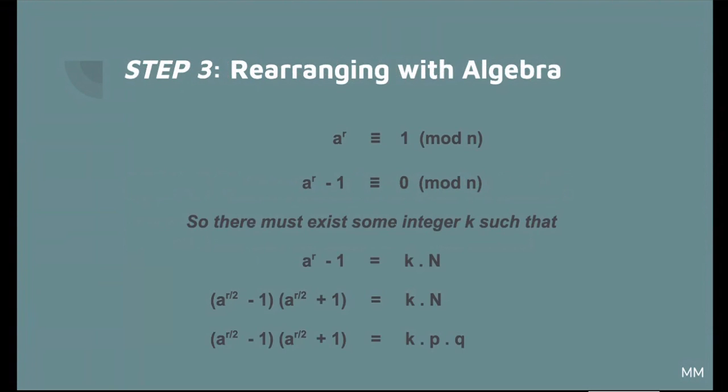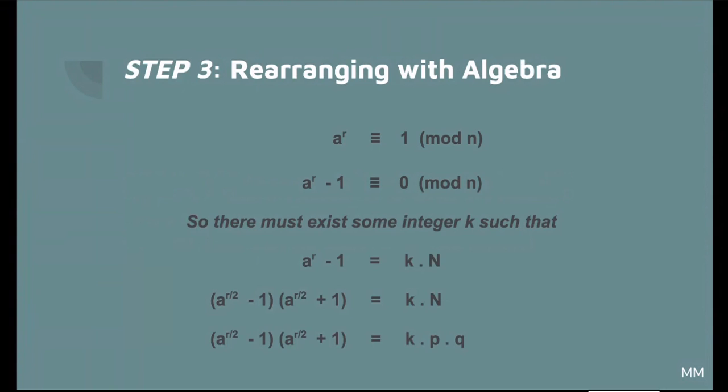Now, once we have the value r, we have a to the r ≡ 1 mod n. In congruence modulo, we subtract 1 from both sides to have a to the r minus 1 ≡ 0 mod n. This means that a to the r minus 1 is a multiple of n. So we can place a to the r minus 1 in an equation like the following: a to the r minus 1 equals k times n, such that k is some integer.